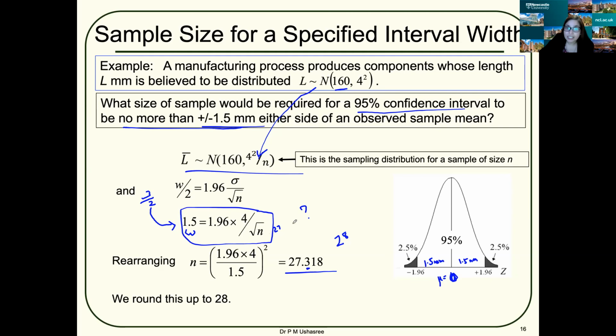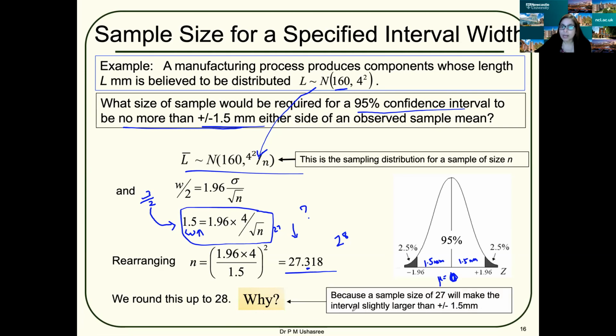So if you decrease the value of n, what will happen? The width will increase. And then this will be okay, it will agree with the question, no more than plus or minus 1.5. Why? Because a sample size of 27 will make the interval slightly larger than plus or minus 1.5 millimeter.